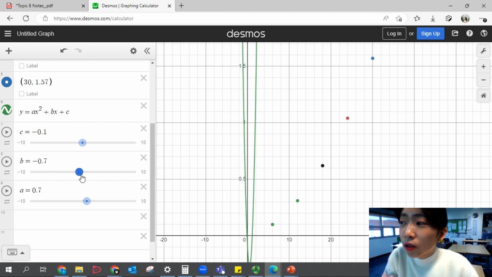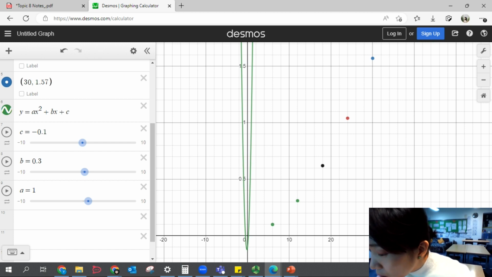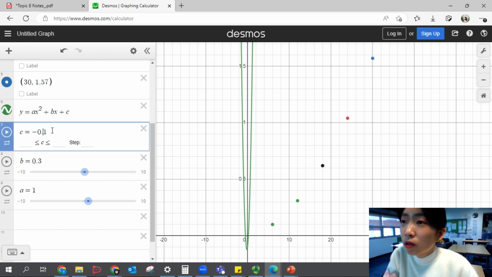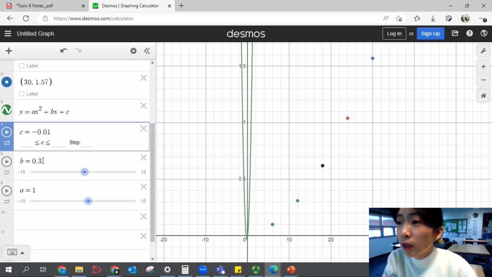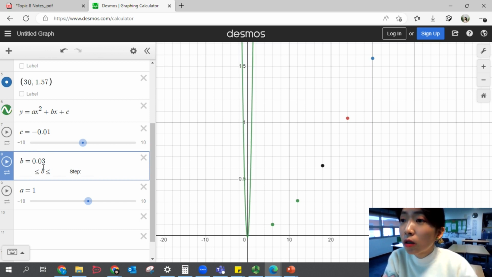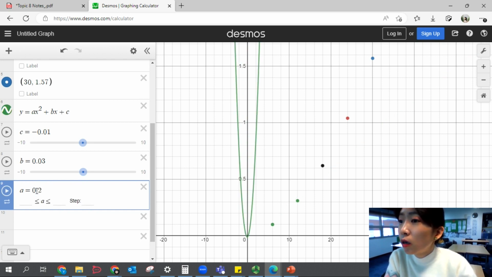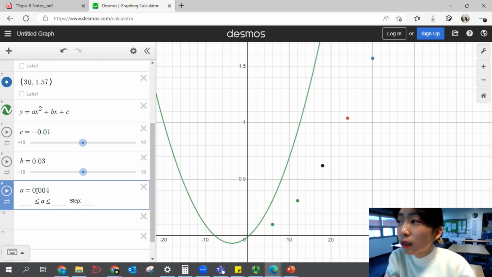It may take you a long time to figure it out, because these are very small numbers, right? So you might have to make it even smaller manually. If it gets smaller and smaller, it gets wider. So there we go.